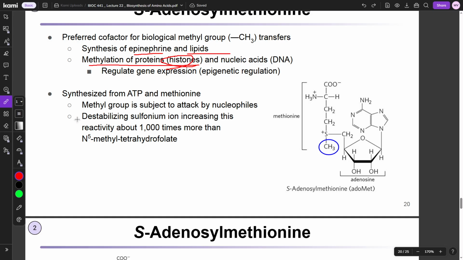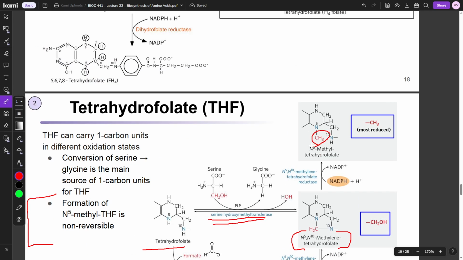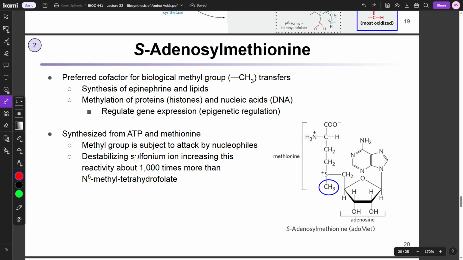So yeah, the destabilizing sulfonium ion, this plus charge here, increases the reactivity, which makes it way more reactive than the N5-methyl tetrahydrofolate, so way more reactive than this guy here, right? This guy is not super reactive, pretty stable, I would say, but making this sulfonium ion, this ion here, makes it very reactive.